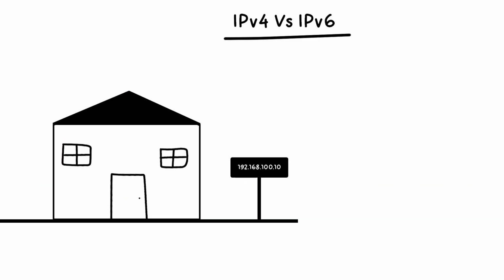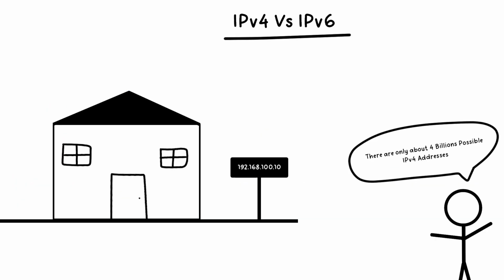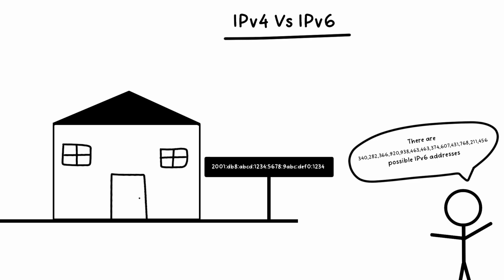Currently, addresses like the ones we saw are IPv4 addresses. But to increase the address space, a new version, IPv6, is currently in the process of being implemented. IPv6 addresses are made up of 8 groups of 4 hexadecimal digits, which can create way more possible addresses than IPv4.